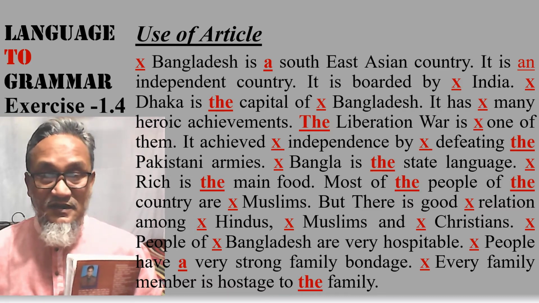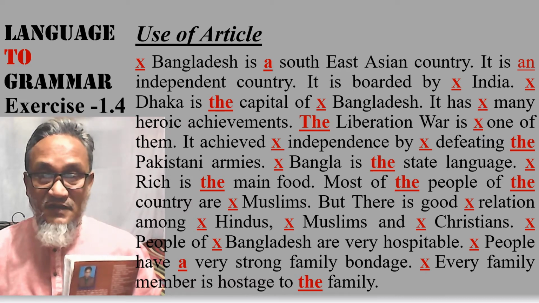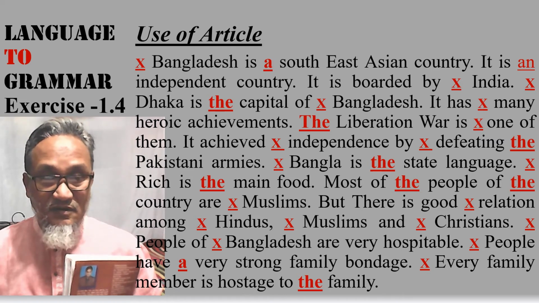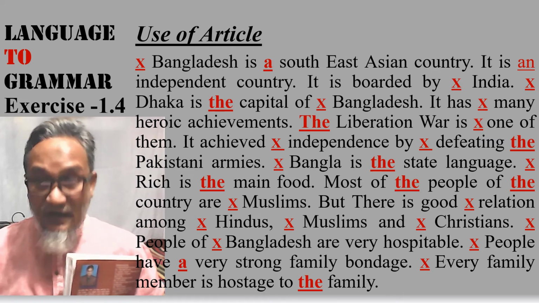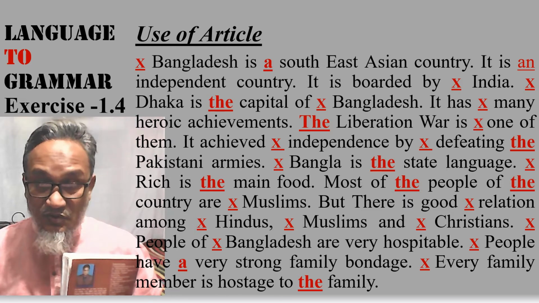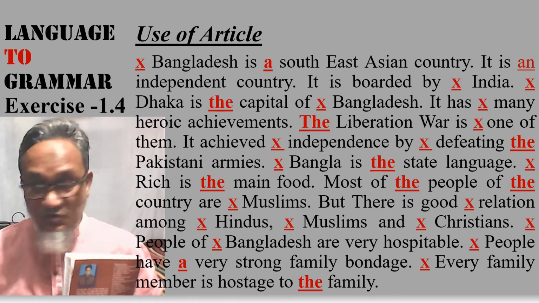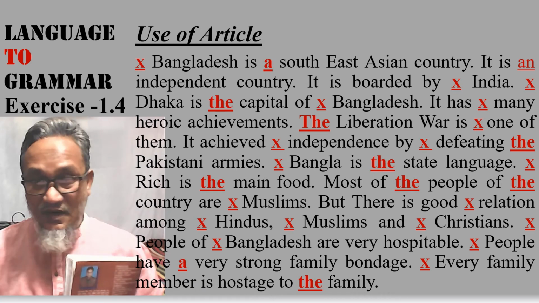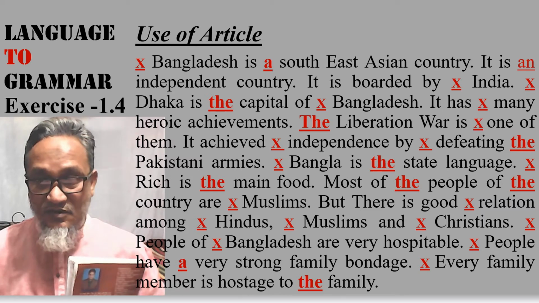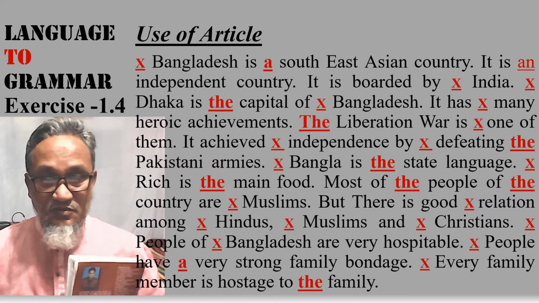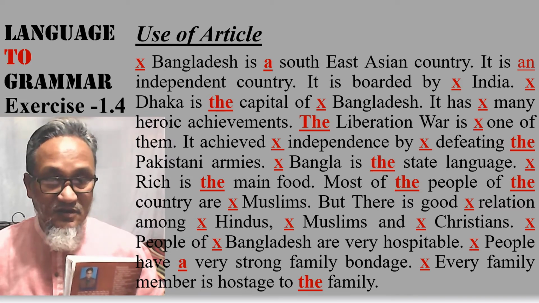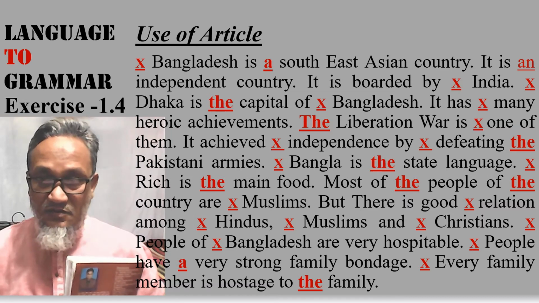Same explanation, the country after a preposition. Muslims, plural countable. A or an is not used before plural countable, that's why cross. Relation, uncountable. A or an is not used, so cross. Hindus, plural countable, so cross. Muslims, plural countable. Christian, same, plural countable. So a or an is not used and we don't make it definite. People, plural countable. So a or an is not used. Bangladesh, name noun, not used.